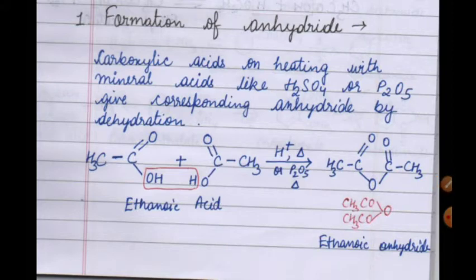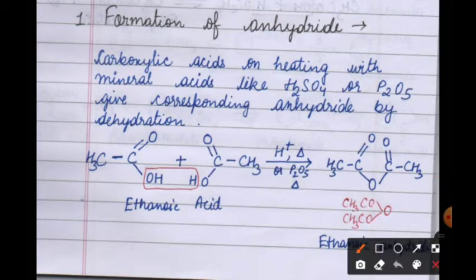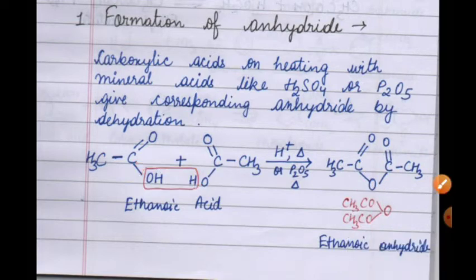You can remove this HOH as H2O, and this carbon will combine with this oxygen and you can write down the product. This is ethanoic anhydride, and it can be written this way also, as I have written with red pen. So this is the first reaction, formation of anhydride by dehydration.